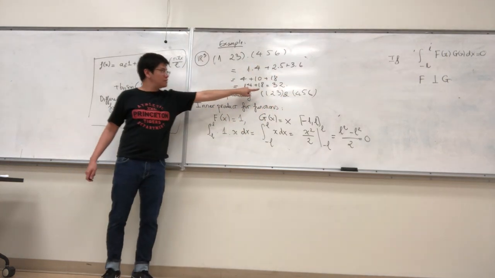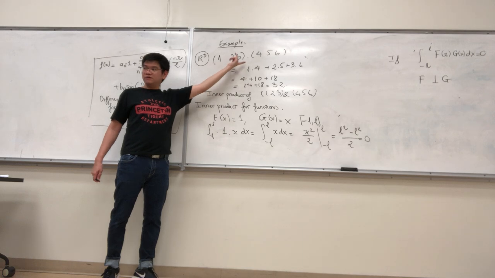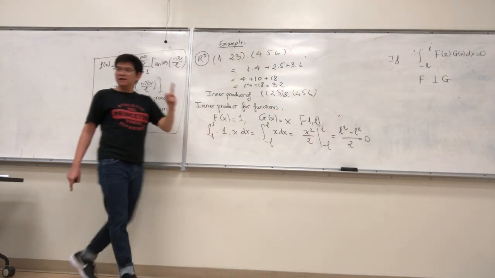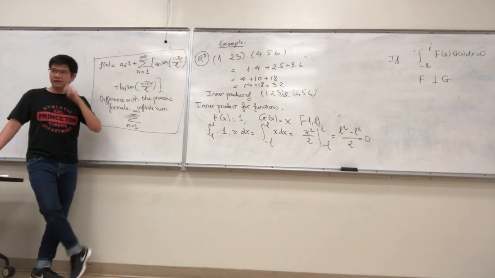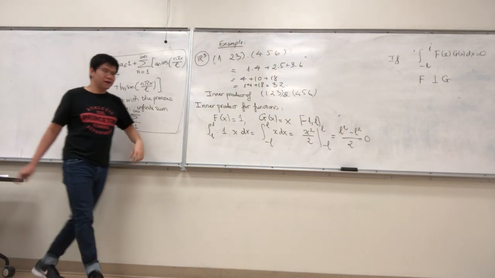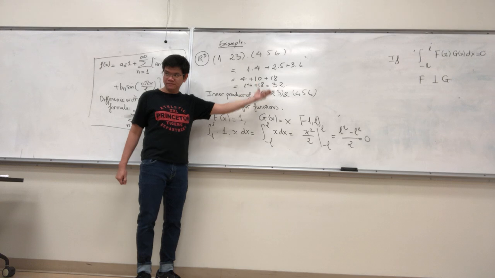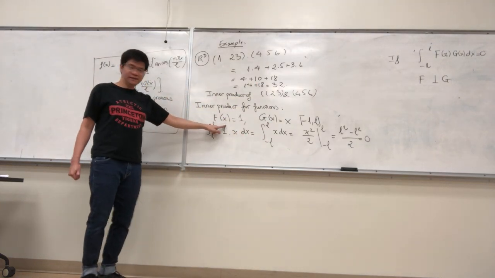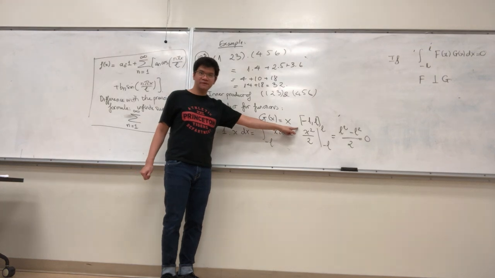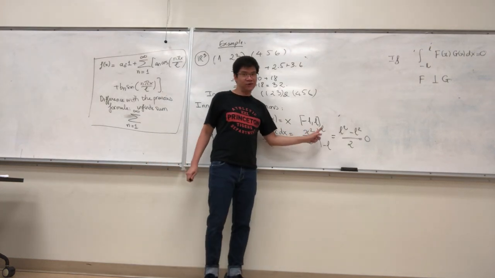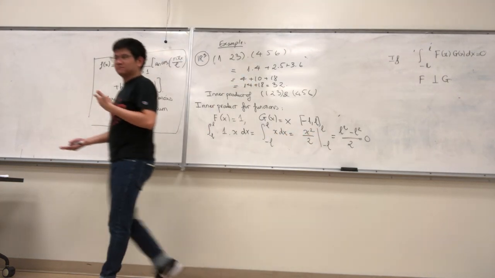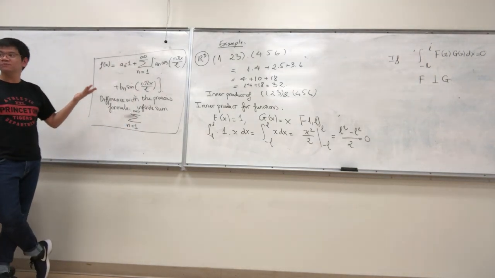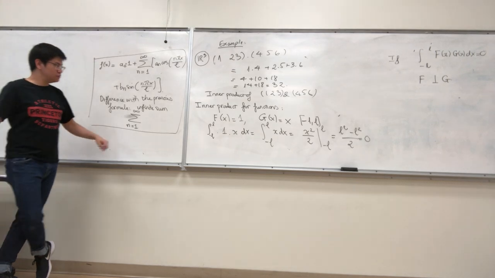So this is the inner product, or the dot product, of the two vectors that I mentioned here, 1, 2, 3 and 4, 5, 6, right? For function space, it's going to be similar, but you're going to replace the sum by the integral. So I have two functions, 1 and x, and I consider them on minus L to L, because this is the space of 2L periodic functions, right?